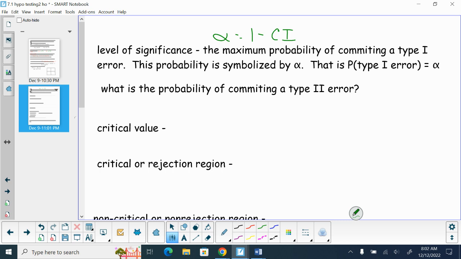And alpha is just basically 1 minus your confidence interval. So if you have a confidence interval of 95%, your alpha value is 5% or 0.05. There's a second value, which is called beta, which is the probability of committing a type 2 error. Stats 2 will take you into beta values. We don't do stats 2 here. You go to college, you get stats 2, you deal with beta values.